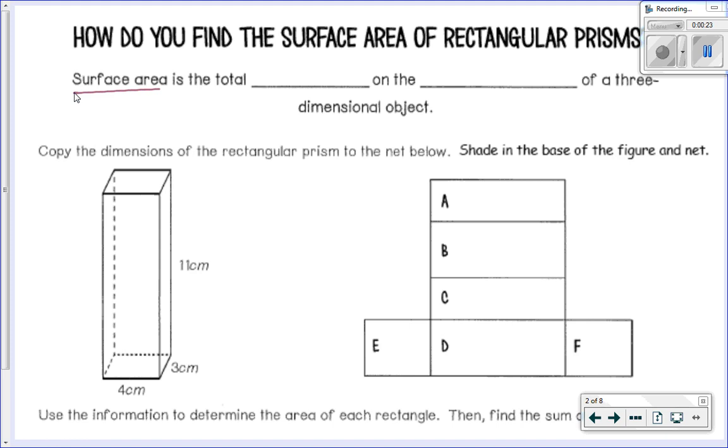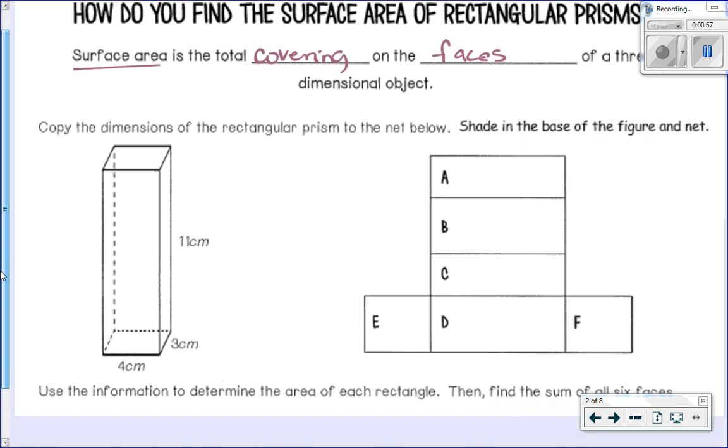Surface area is the total covering, right? Area covers, right? So it's the total covering on the faces of a three-dimensional object. So if you're going to a birthday party with wrapping paper, that wrapping paper covers the surface of your box, right? That's surface area. Are we going to have enough wrapping paper to cover our box? Okay?